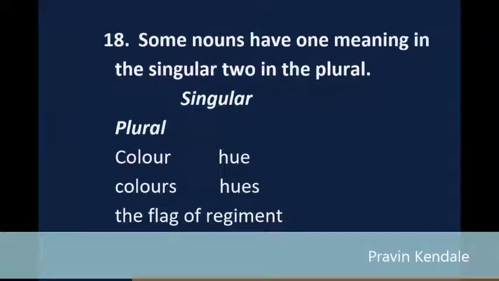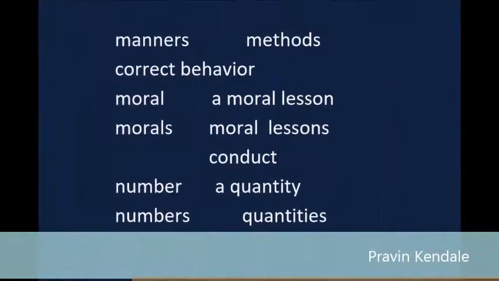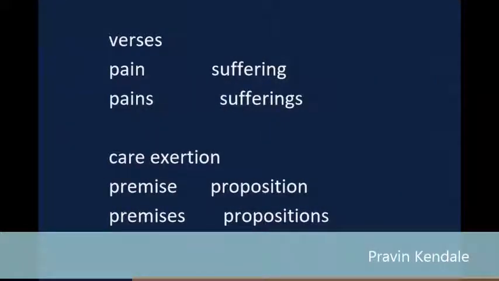18. Some nouns have one meaning in the singular, two in the plural. Singular, plural. Color, hue; colors, hues, the flag of a regiment. Custom, habit; customs, habits, duties levied on imports. Effect, result; effects, results, property. Manner, method; manners, methods, correct behavior. Moral, a moral lesson; morals, moral lessons, conduct. Number, a quantity; numbers, quantities, verses.